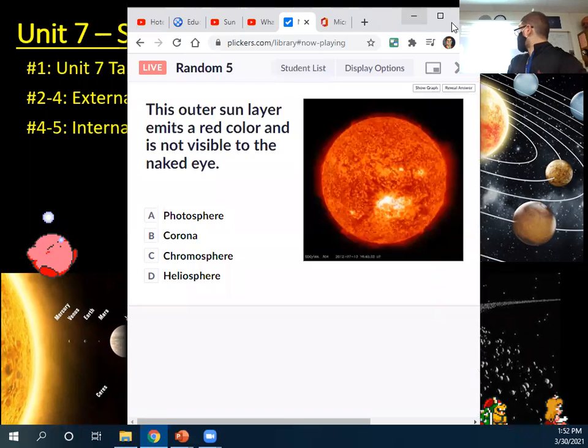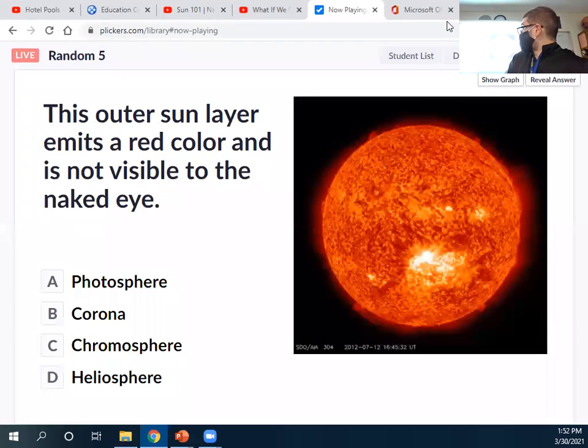Okay, so really quick, only question of the day. This outer sun layer emits a red color and is not visible to the naked eye. So again, humans cannot see it, but we can see it with satellites. It's red, one of the outer layers. Is it A, photosphere, B, corona, C, chromosphere, or D, heliosphere? See what you guys got. Answer in the chat, please. A, B, C, or D. It's red, cannot be seen by the human eye.